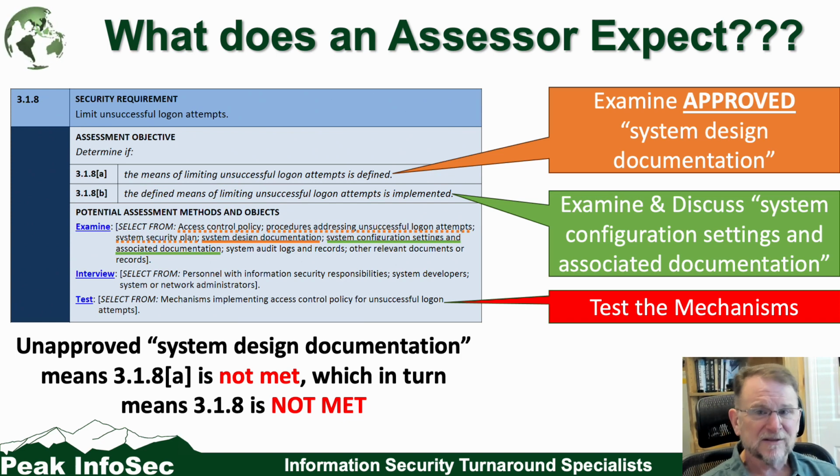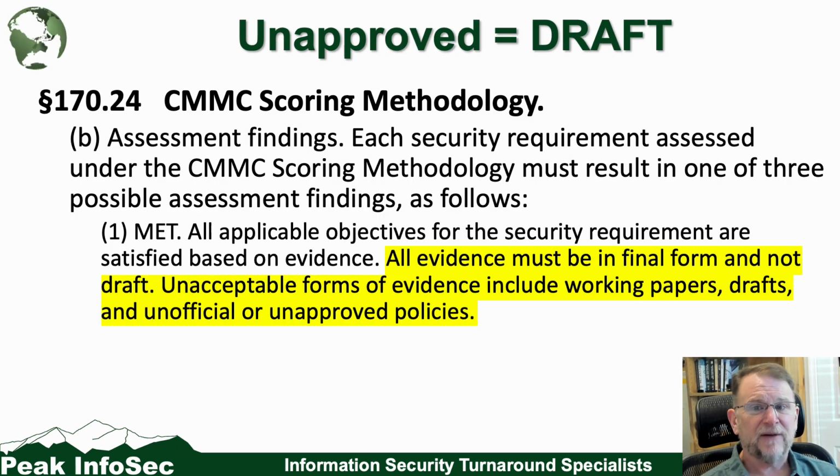Well, why, Matt? Why does it say that? Well, let's look at the draft CMMC rule. Section 170.24, scoring methodology, paragraph B, subparagraph 1, says that all evidence must be in final form and not draft. Right there. Sorry. Draft equals not met is the bottom line answer.